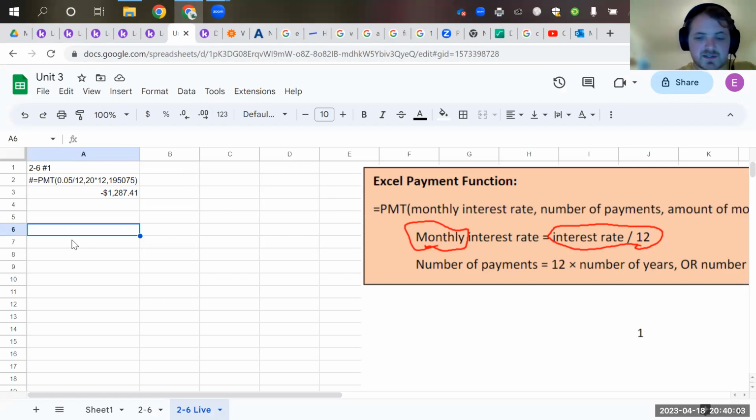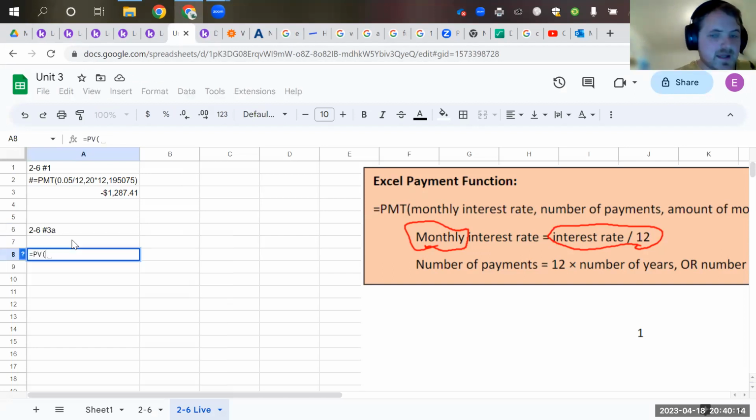So this is 2-6 3a. So we're going to use equals PV. And again, if we're using that formula, it says the monthly interest rate, which would be 0.045 divided by 12. Then it would be 30 years times 12 payments a year for the total number of payments. And then you only want to be paying $1,360 for the house. Okay.